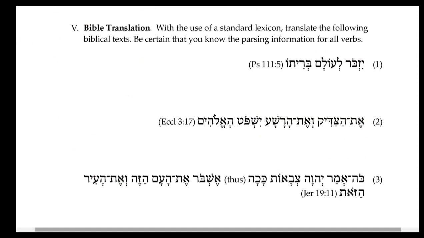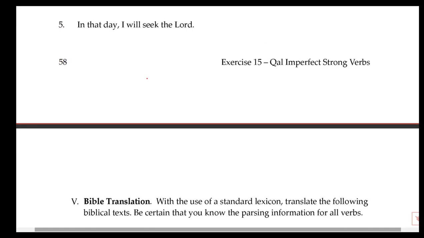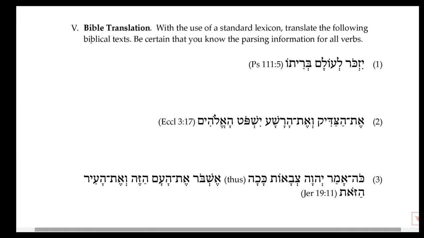Okay, we're still in the workbook. Chapter 15 and section Roman numeral 5. In the Bible translation section. And number 1 comes from Psalm 111:5. And let me read this slowly. Yizkor le'olam beritó. One more time. Yizkor le'olam beritó.